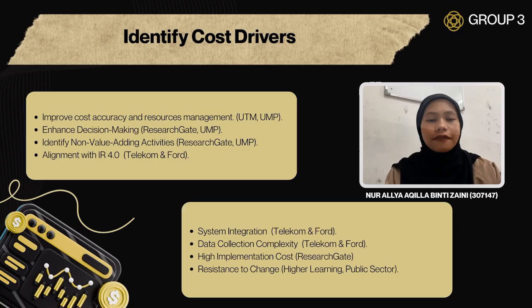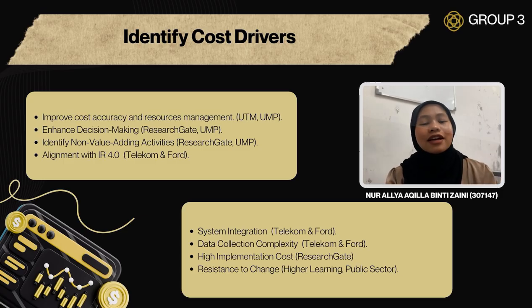Cost drivers are factors that cause costs to increase or decrease. Key types include volume-based, activity-based, structural, and executional, such as labor hours, scale, and number of orders. There are advantages and disadvantages of using the ABC method. Here is why ABC is better than the traditional costing method.